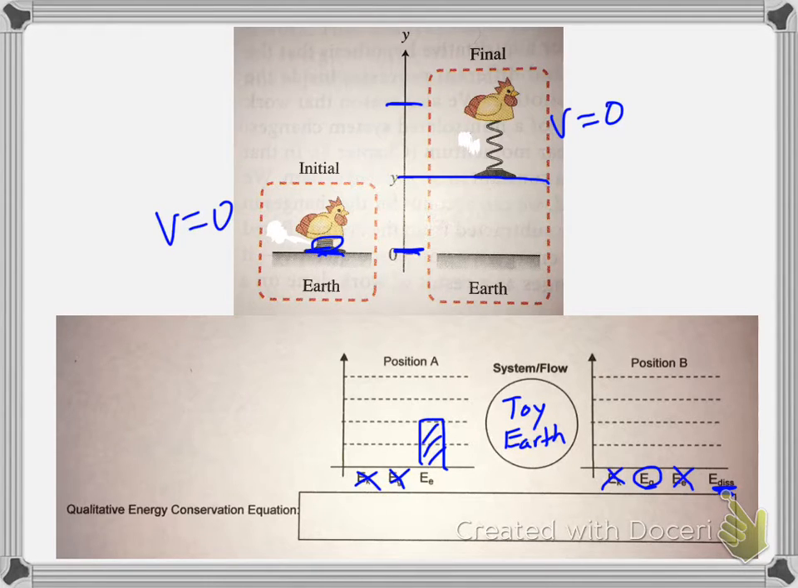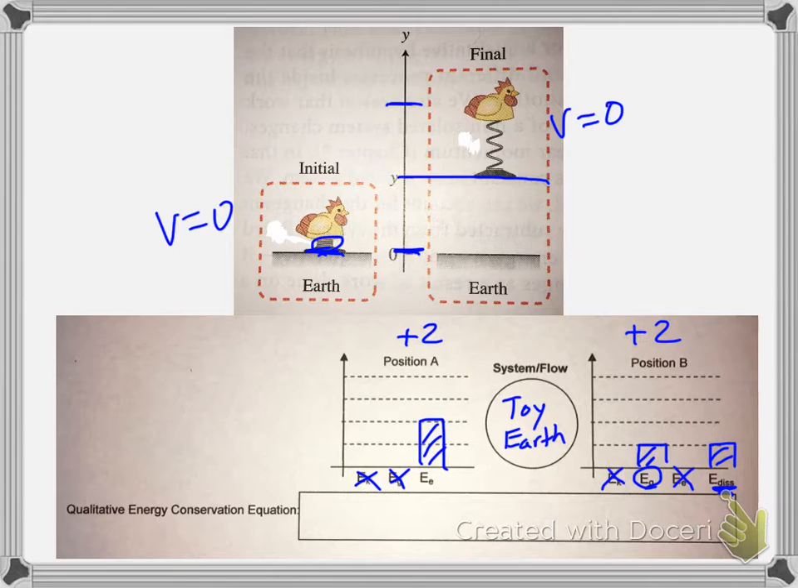So if energy is conserved, if I started out with 2 bars of energy over here, I need to end with 2 bars of energy over on our position B. So that means that between the gravitational and the dissipated energy, I need 2 bars. So I'm going to say it got 1 bar of EG and 1 bar of E-dis, so I'm showing that my energy is conserved.